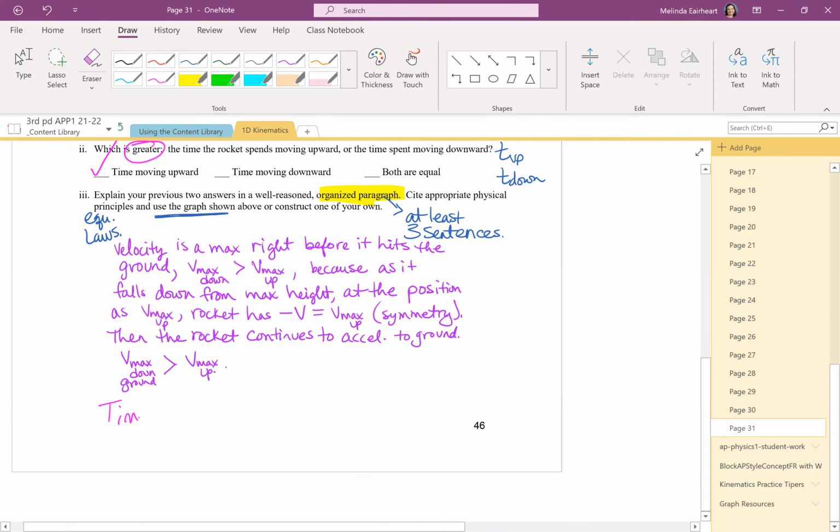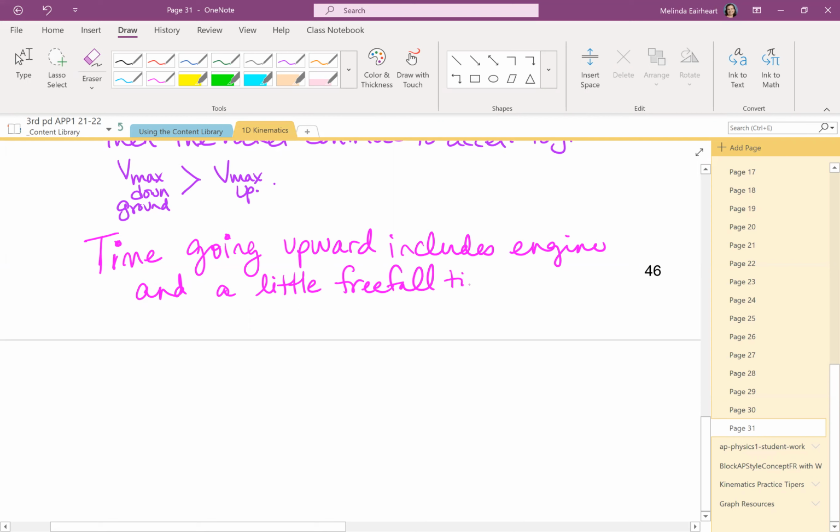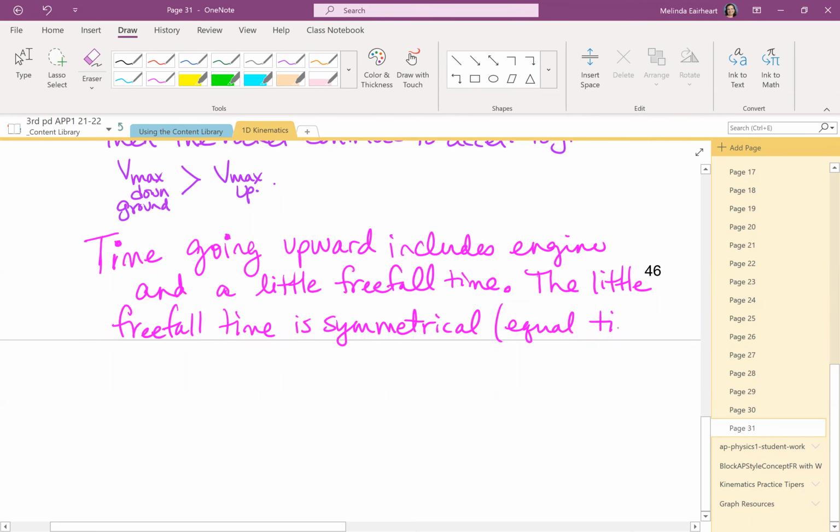And so the time going upward, again, the key talks about area, and I just think that's mean because they said graph not drawn to scale. You can't do area without it drawn to scale. Time going upward includes the engine and a little free fall time. And then maybe I start a new sentence. The little free fall time is symmetrical or equal time with the little free fall downward time.